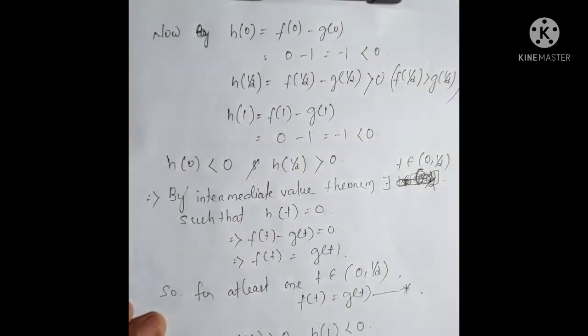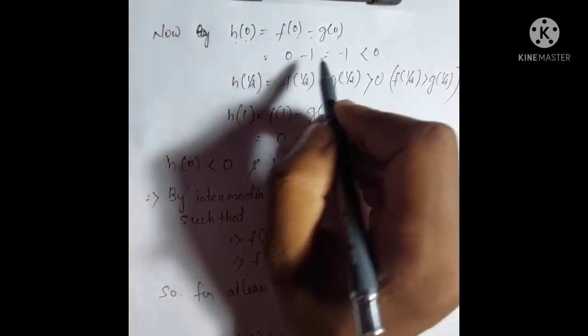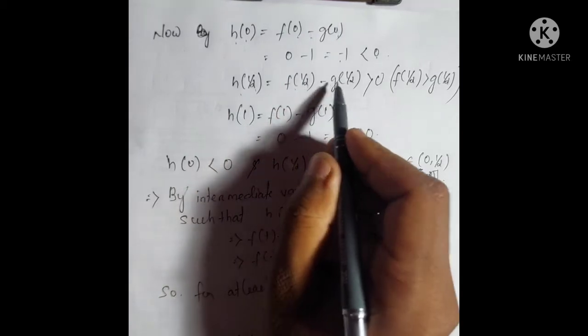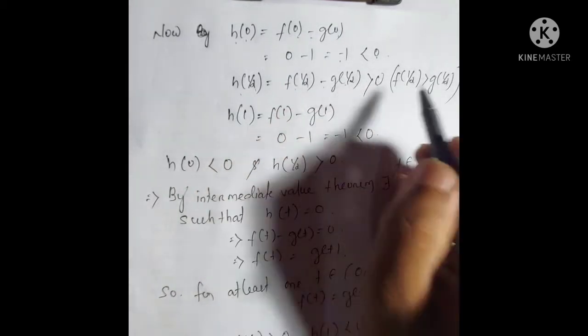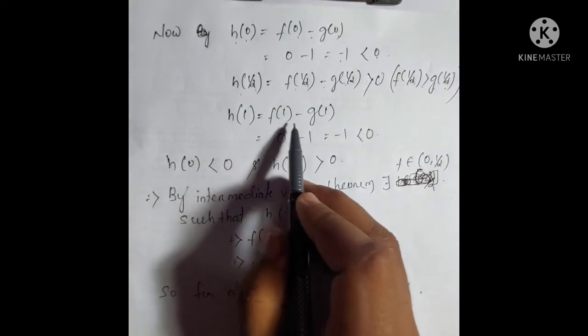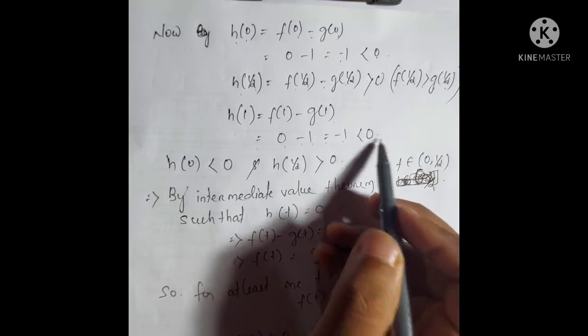Then h(0) = f(0) - g(0) = -1, which is less than 0, and h(1/2) = f(1/2) - g(1/2), which is greater than 0 because f(1/2) > g(1/2). Now h(1) = f(1) - g(1) = 0 - 1 = -1, strictly less than 0.